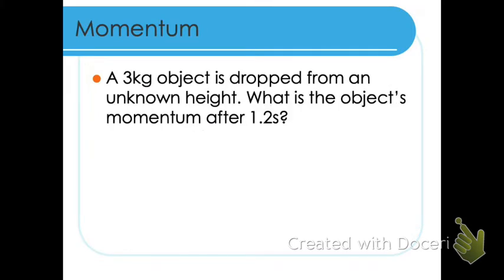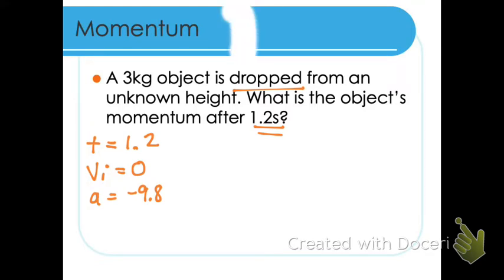All right, let's work through this question. What's the object's momentum after 1.2 seconds? Can we do something with velocity and our kinematics equations? We were given time, 1.2. It says it's dropped. So what does that tell me about my initial velocity? 0. I know my acceleration in the vertical direction is always negative 9.8. So can I solve for what my velocity is at 1.2 seconds?